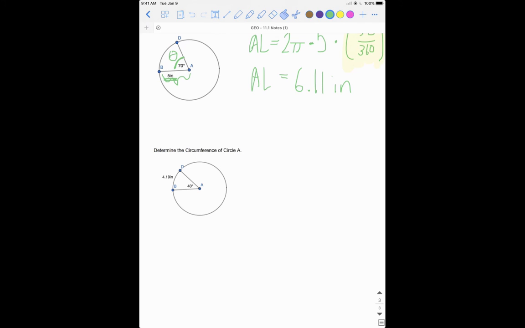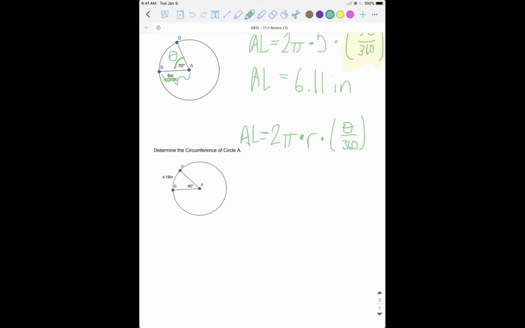I'm going to rewrite our arc length equation here. AL equals 2 pi times r times theta over 360. Okay, so in this case, we want to determine the circumference of circle A. Think about what it's asking. We want to determine how far or how much distance is around the entire circle.